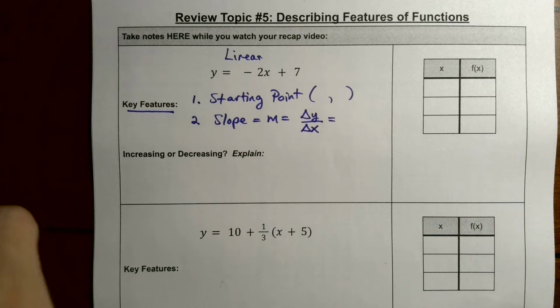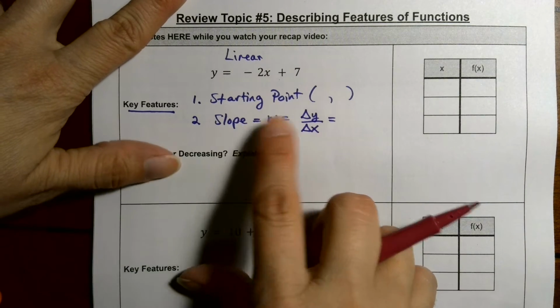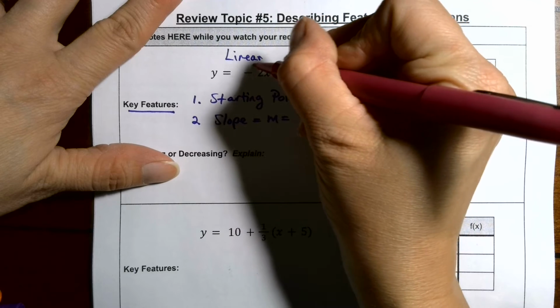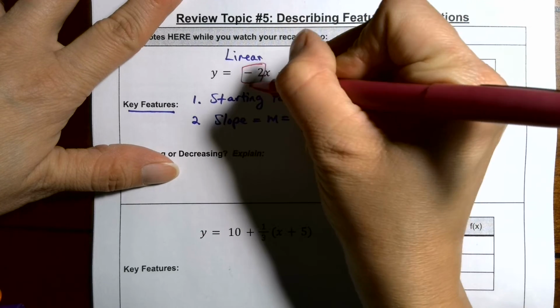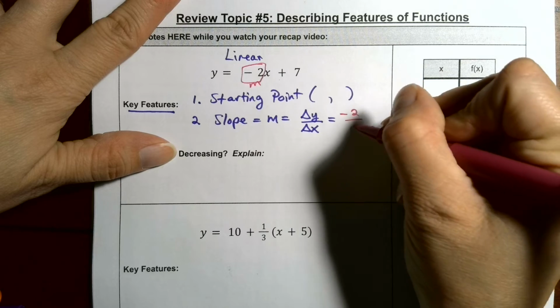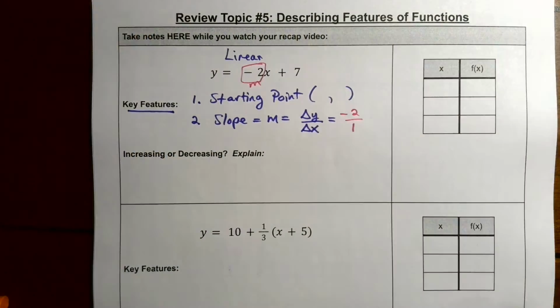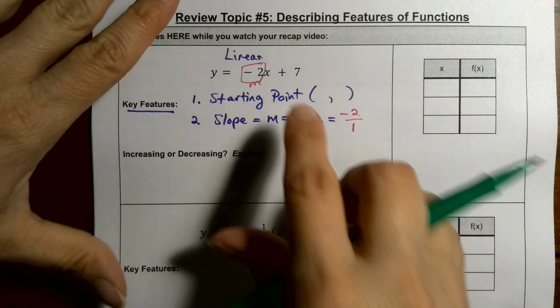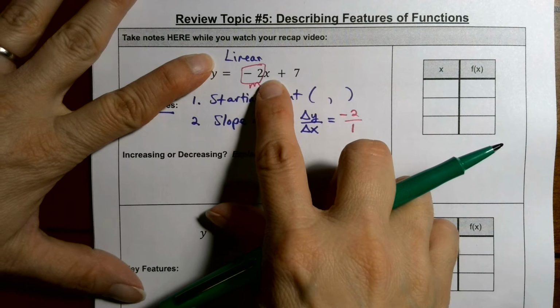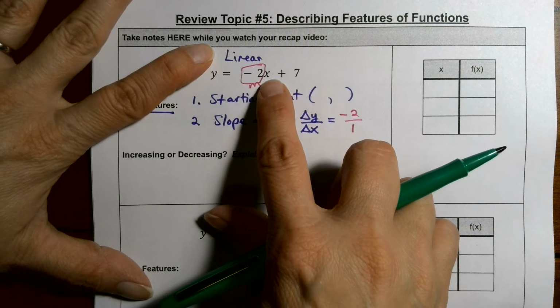The first thing I'm going to do is find the slope, and the slope is always in front of the x. So this -2 right here is the slope, and I'm going to write that as -2 over 1. Now the starting point needs an x value and a y value. Sometimes the x has parentheses, and there are no parentheses. This is the short version, the slope-intercept version.